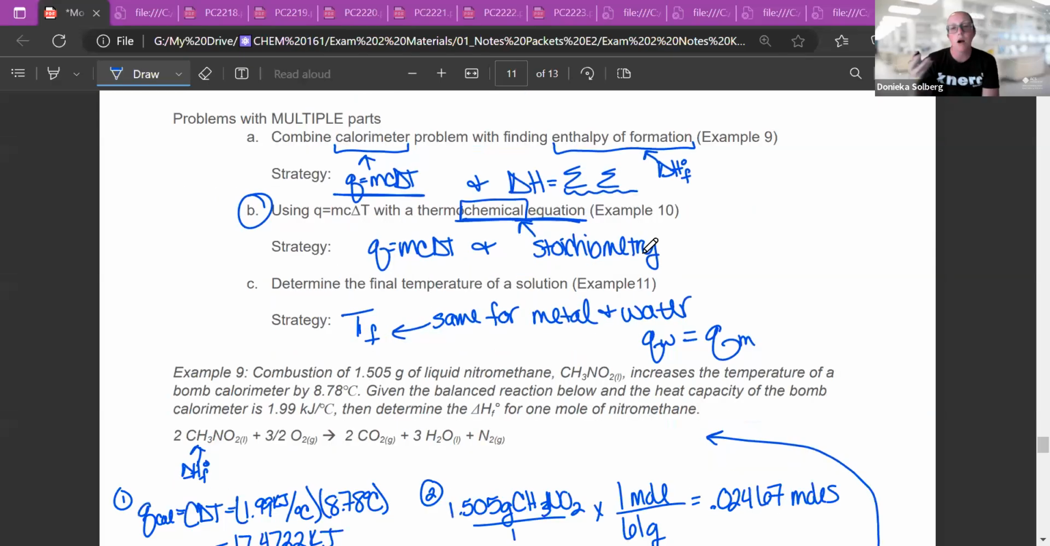Now I'm going to walk through a couple of problems that would require multiple methods of calculating heat that we've done in this unit. So you might get a lot of numbers. You might get some that have calorimetry and a reaction, or calorimetry and a delta H formation, or stoichiometry and delta H formation. And there's a whole lot of things that can happen. So we've got to use our problem solving skills. You really got to read the problem, break it down.